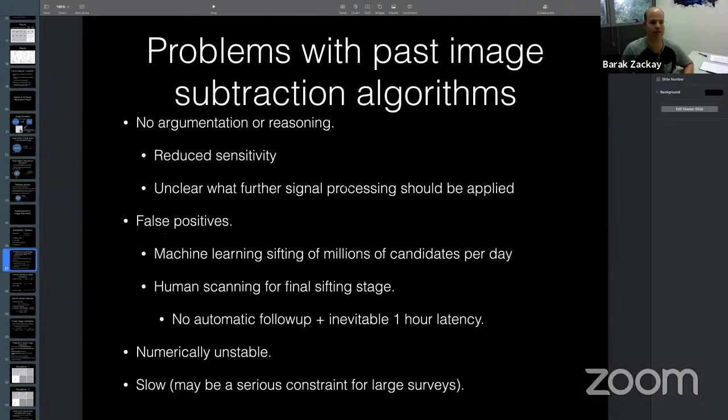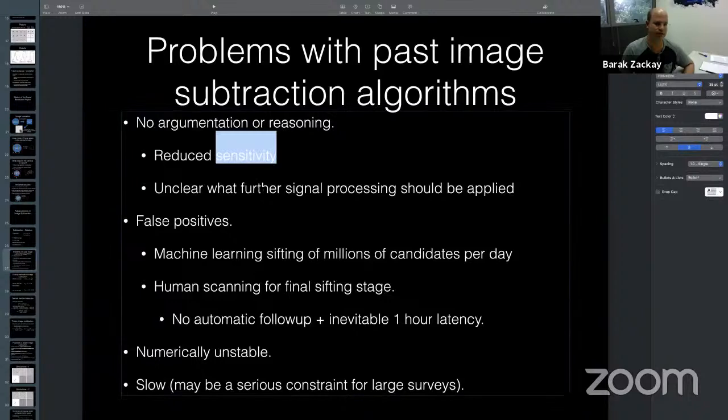And there comes the question of what we are trying to do. So we're first trying to find some argumentation or reasoning for the subtraction problem. And past solutions had all of this: they had reduced sensitivity, they had false positives, they had the problem of making pixels correlated for further signal processing. The assumptions break.